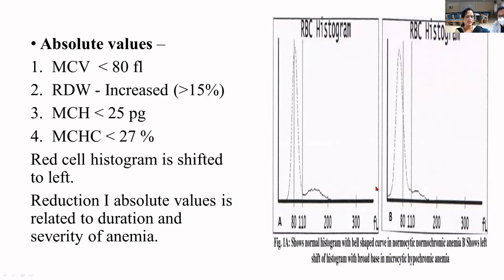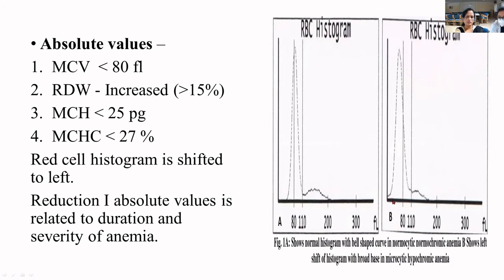How is it with a normocytic normochromic blood picture, and then how is it with iron deficiency? This is the normal histogram. In this, the MCV is between 80 to 100 femtoliter, which is normal. But in iron deficiency anemia, because of the microcytic hypochromic blood picture, the MCV has decreased and shifted towards the left, that is, less than 80 femtoliter.